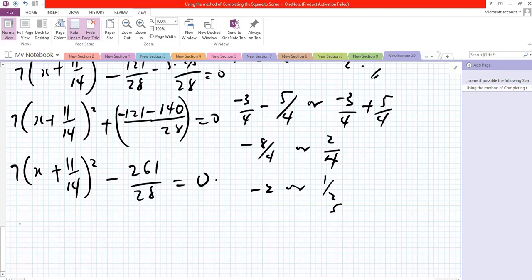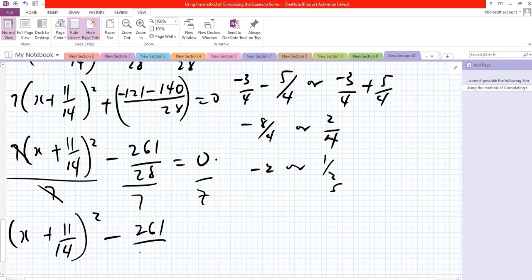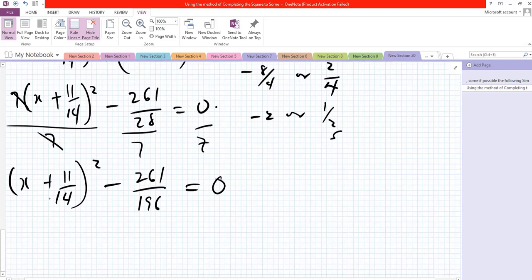Now you have dividing all through by 7. So 7 over 7, this will cancel out. This will stay with 0. So we have x plus 11 over 14 whole squared minus 261 all over 196 equal to 0, because 0 divided by 7 is still 0.